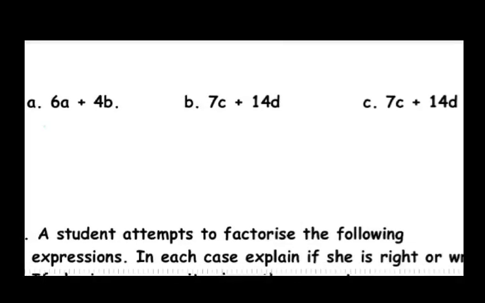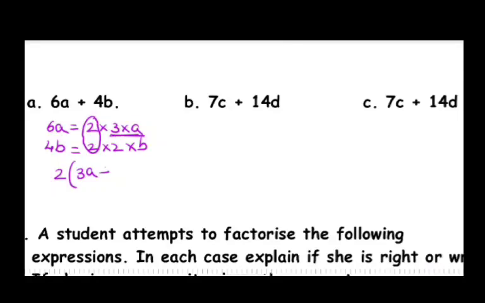So, 6A is equal to 2 into 3 into A. We have 4B, which is equal to 2 into 2 into B. What's common? 2. 2 on the outside. 3A inside the bracket, plus sign from the question, and 2B.